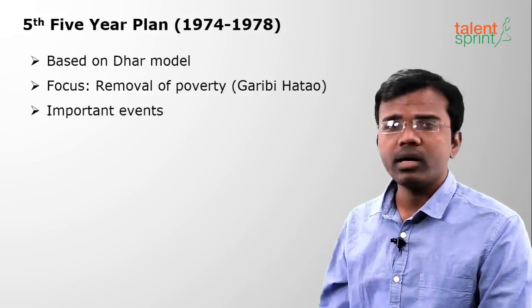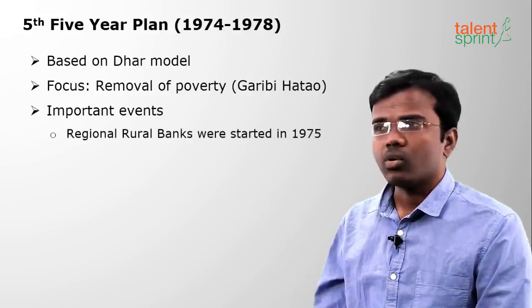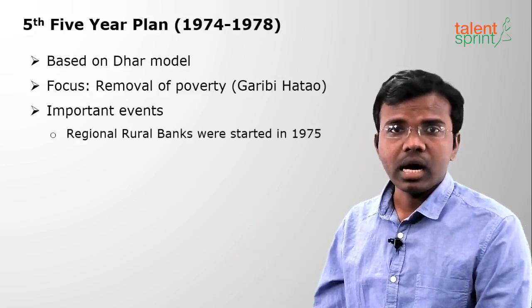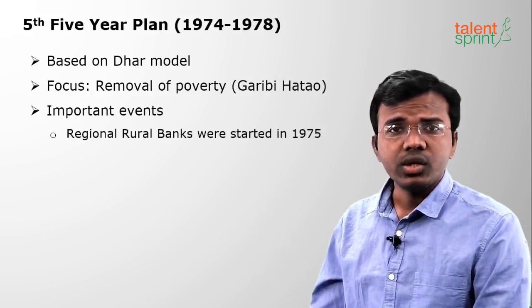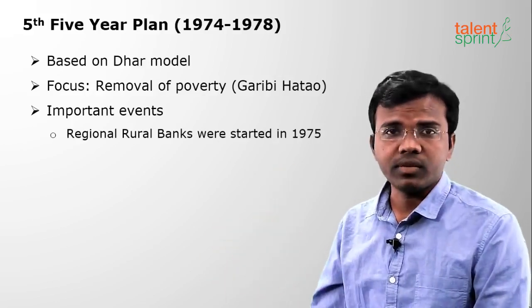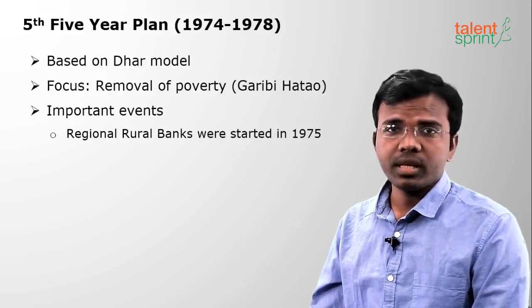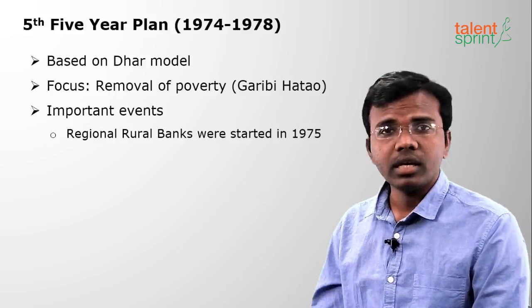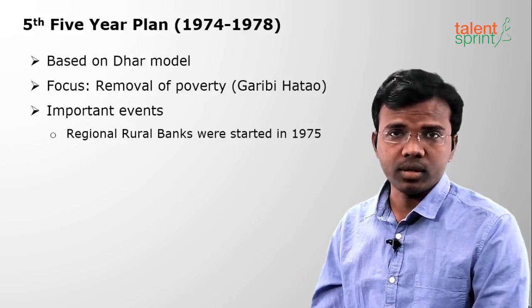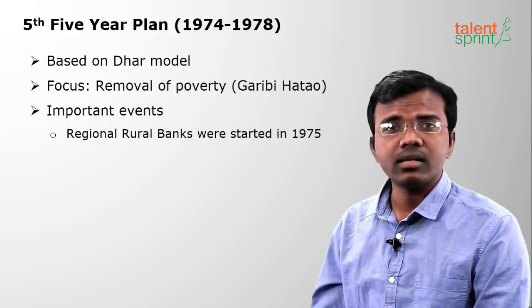And what are the important events which took place in the fifth 5-year plan? Regional rural banks, RRBs, were established during the fifth 5-year plan in the year 1975. The first RRB established was Prathama Bank in Uttar Pradesh, on 2nd October 1975, the birthday of Gandhiji. Okay, which will cater to the rural people.